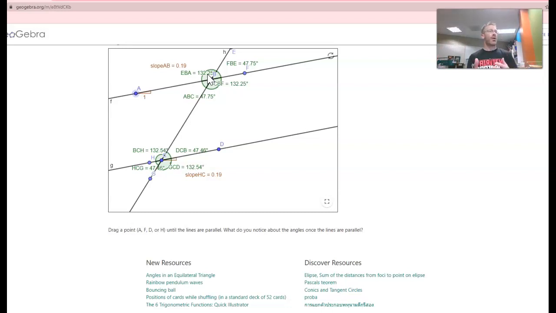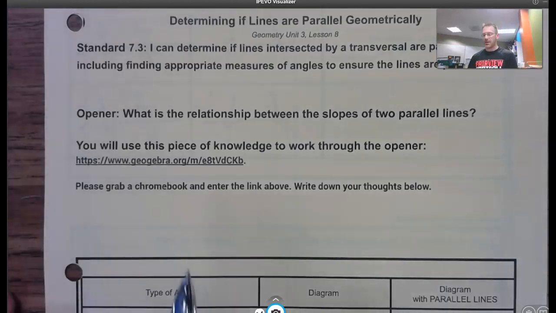The same thing holds for all three of the other relationships we saw. If lines are parallel, the alternate interior angles have to be congruent. If alternate interior angles are congruent, the lines have to be parallel. Same is true for exterior angles. If exterior angles are congruent, then the lines have to be parallel. If same side interior angles are supplementary, the lines have to be parallel, and on and on. So that was hopefully what you saw in the opener here.